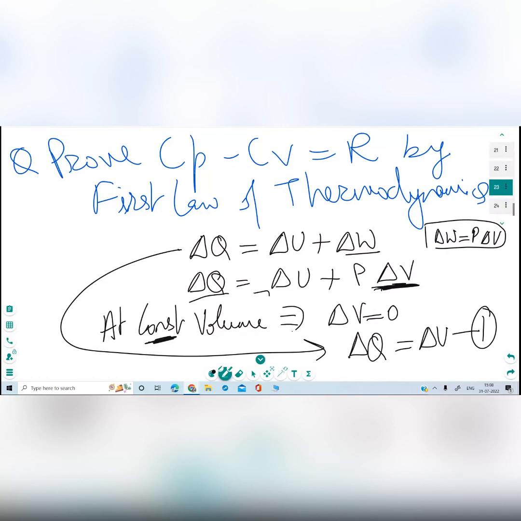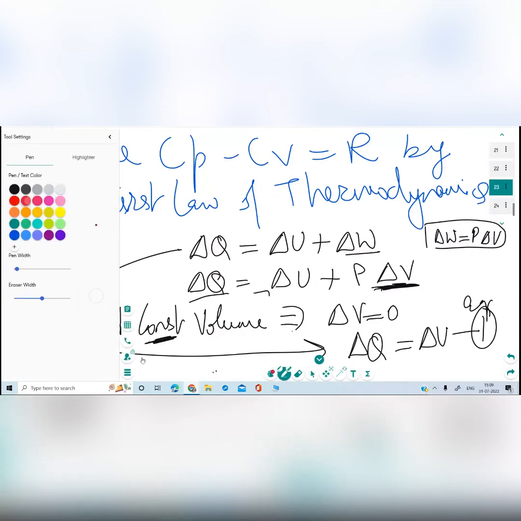Wait, I'm confused. So why is that equation 1? I thought that was a -1. Okay, yeah, that makes sense. Why? Because I said del V is equal to 0. So when you put del V as 0 here, this thing will become 0, and this thing will become 0. So you are left with del Q equal to del U. That's what I have written here.